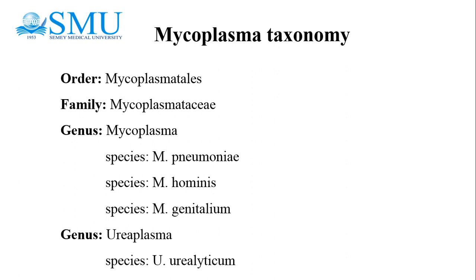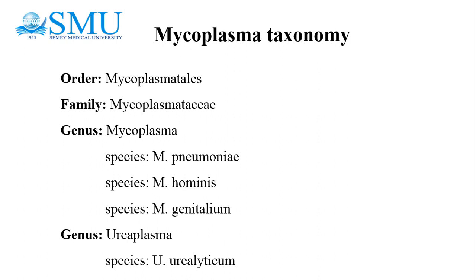Mycoplasma taxonomy: order Mycoplasmatales, family Mycoplasmataceae, genus Mycoplasma, species Mycoplasma pneumoniae, Mycoplasma hominis, and Mycoplasma genitalium. The next genus is Ureaplasma, species Ureaplasma urealyticum. Mycoplasmas and ureaplasmas are classified in the class Mollicutes and order Mycoplasmatales.